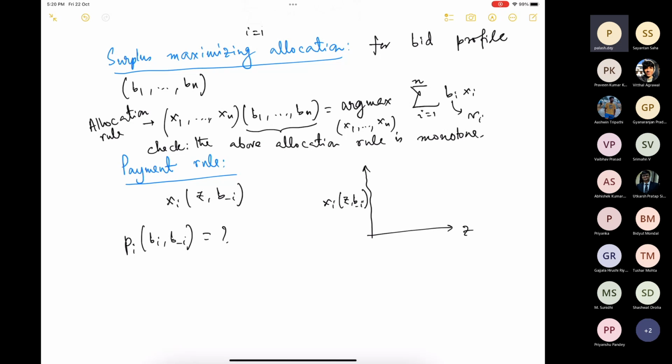Now can someone help me with this function xi(z, b-i)? How does this function look like in the range 0 to bi?